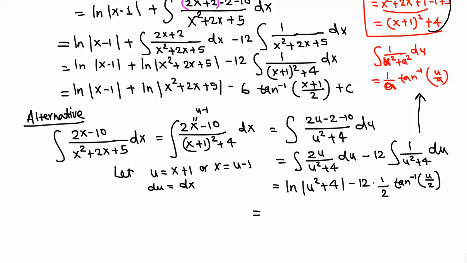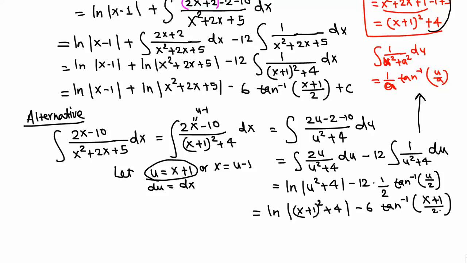And if we plug the u value back, then this will be natural log of, u is x plus 1, so x plus 1 quantity squared plus 4, minus 12 divided by 2, so 6, tangent inverse of, u is x plus 1, over 2. And this is the same as what we have earlier, these two terms. This should be the same as here.